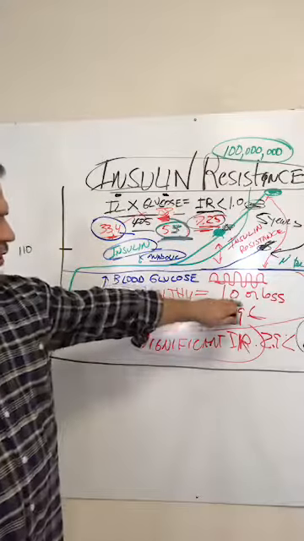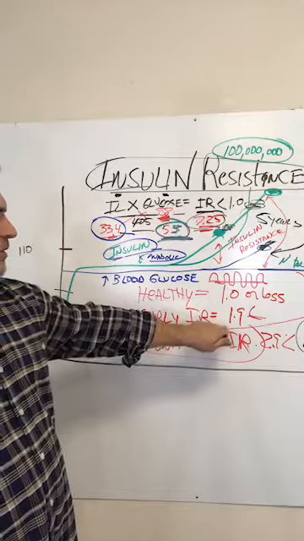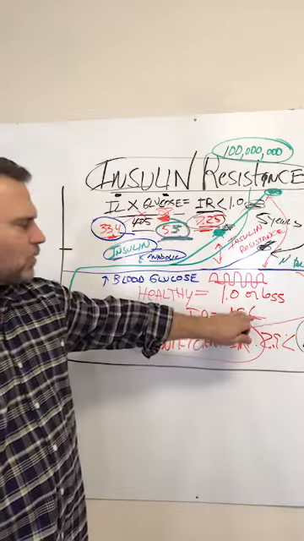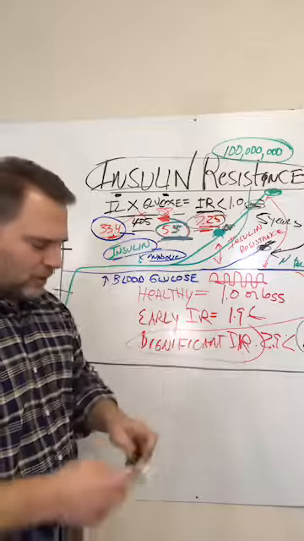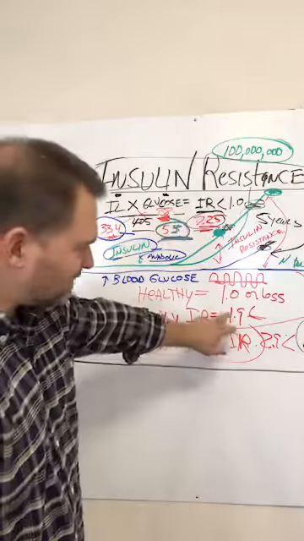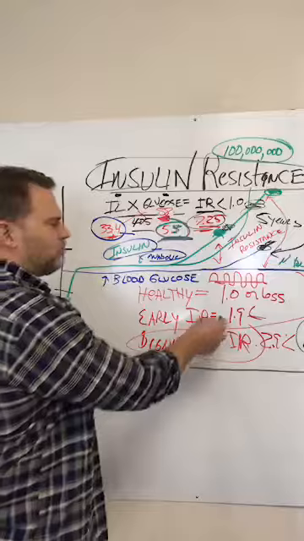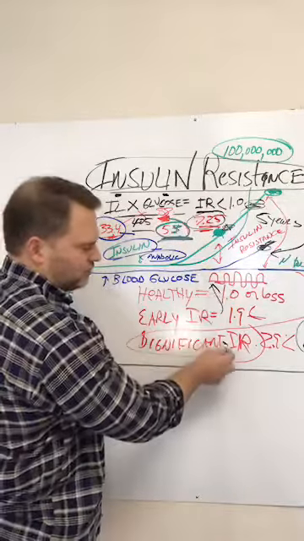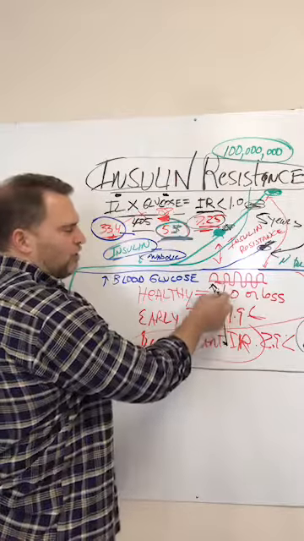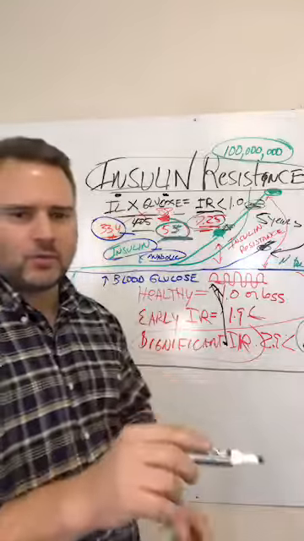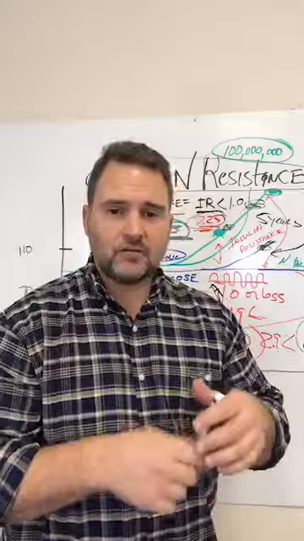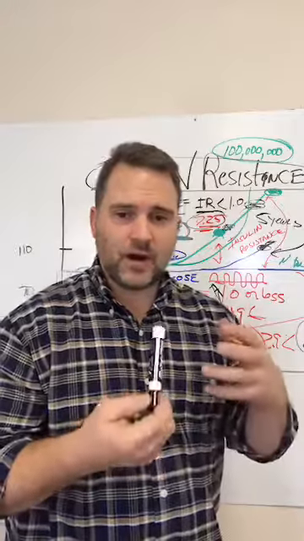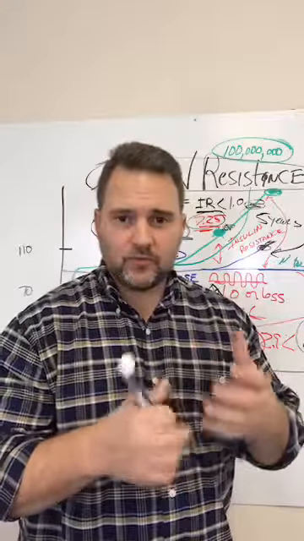Here's the value. So 1 or less is normal, early insulin resistance is going to be 1.9, and significant is above 2.9. So if we catch you here, then we can bring you back here. If we catch you here, it's a longer road, but it's still possible. It's still doable, but it requires knowledge. It requires the testing. It requires this type of investigation.